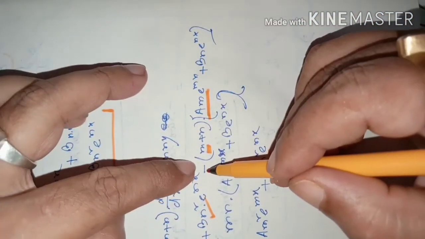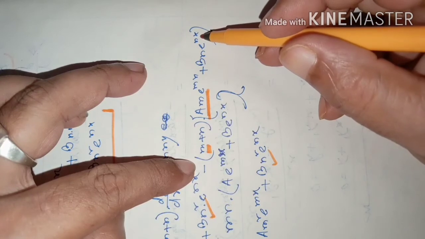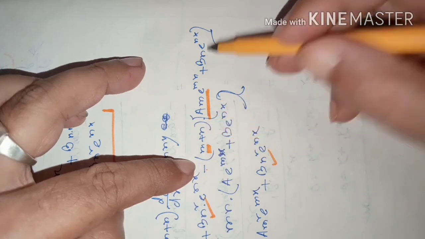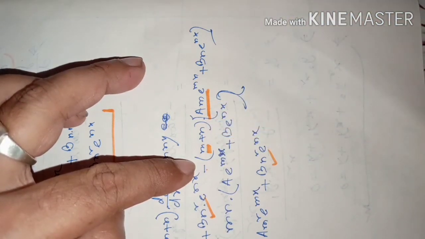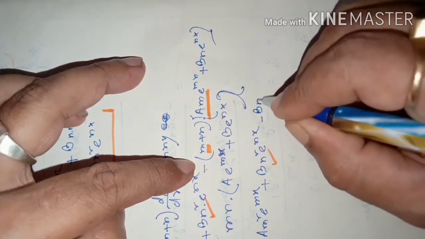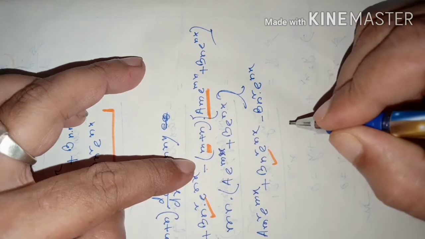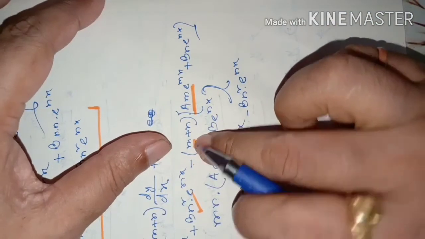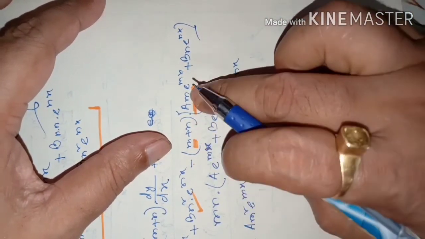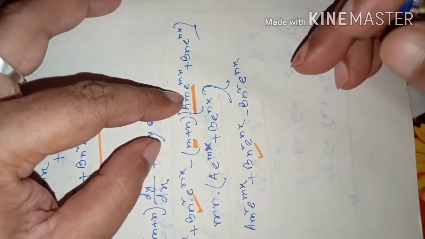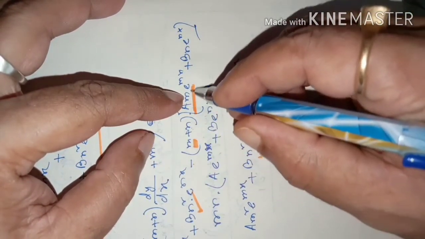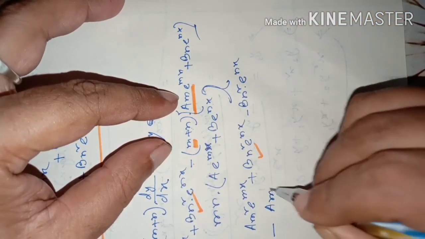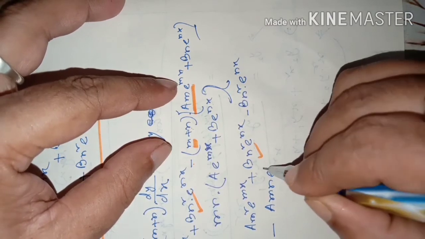Next, let us write this one. You see, as this b n e to the power of nx will be multiplied by this minus n, it will become another b n square, but negative: minus b n square into e to the power of nx. Next term will be from here. By this m again we have to multiply this also, and by this n we have to multiply this also. By this n, when we multiply minus n into a m e to the power of mx, it will become minus a m n e to the power of mx.